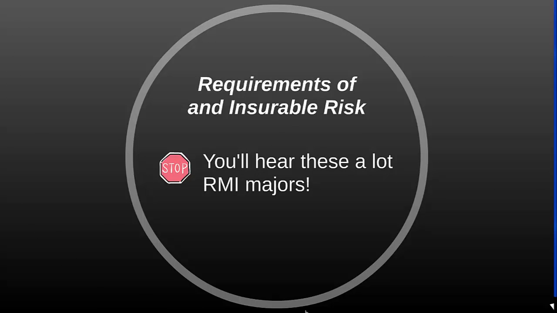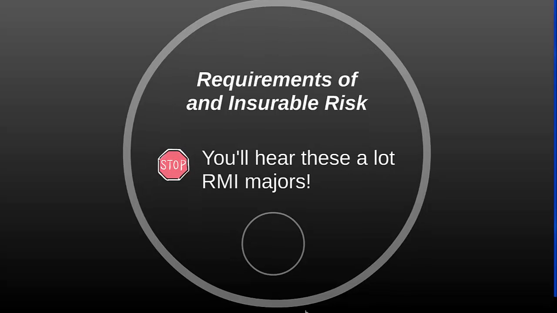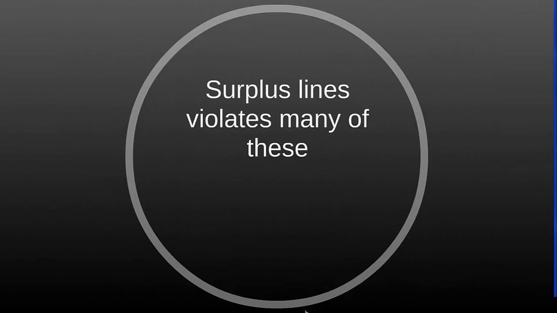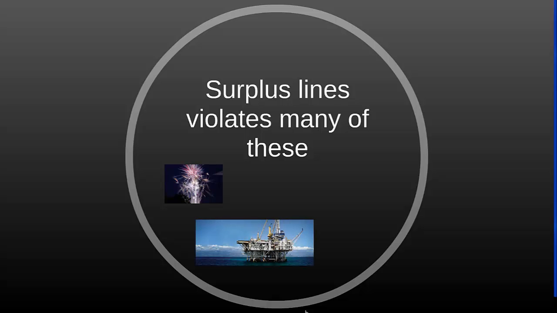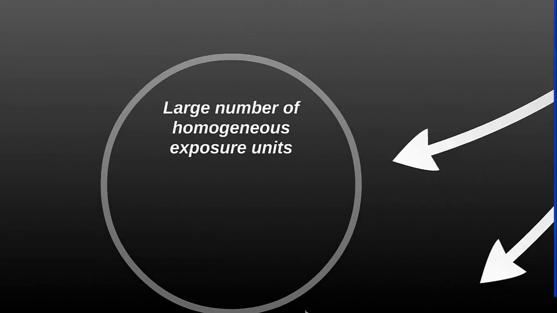If you're a risk management and insurance major, you need to realize that these are really important concepts. You'll hear them a lot through all of your risk management and insurance classes. For one reason, surplus lines, which we study later in the course, violates many of these requirements. Examples would include entertainment risks like fireworks, oil and gas exposures, and hurricanes. We'll talk about some of these as we go through the requirements.